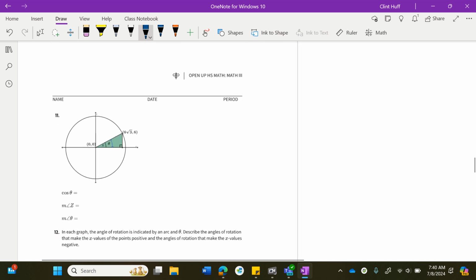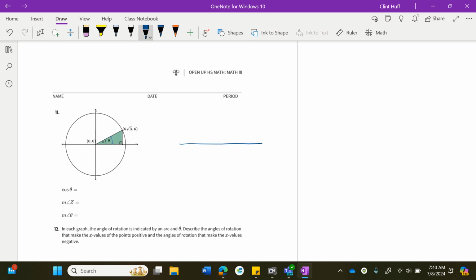Okay, I think there's one more of these. Yep. All right, so this one we have, again, I'll bring the triangle over here. It's 6 root 3 and 6. Notice the root 3 to 1 ratio means this is a 30, 60, 90, and this is a 12. That's my right angle. So measure of theta in problem number 11 is going to be 30 degrees. Both of these are 30s. We're in quadrant number 1. And the cosine is going to be root 3 over 2. That's 6 root 3 over 12 reduced.